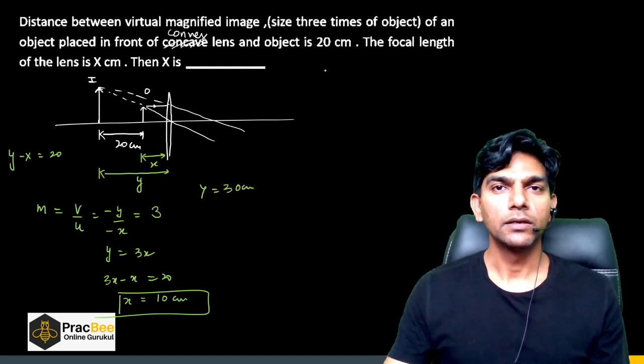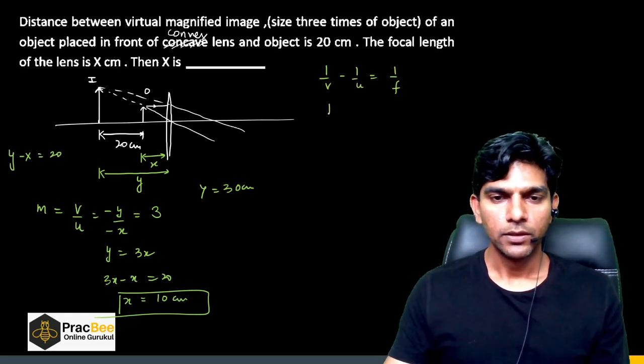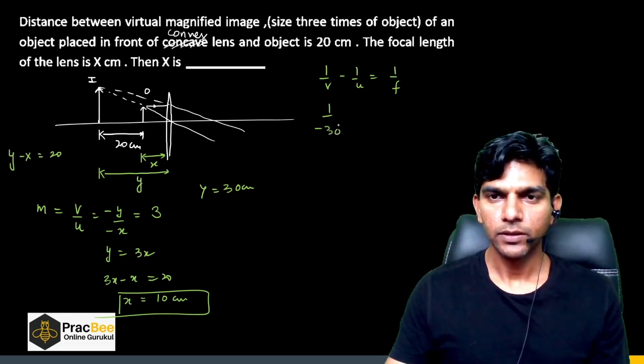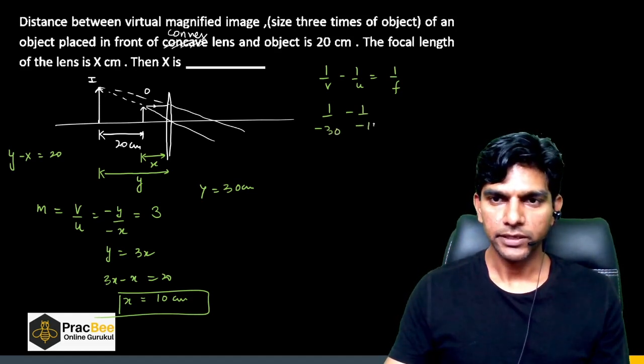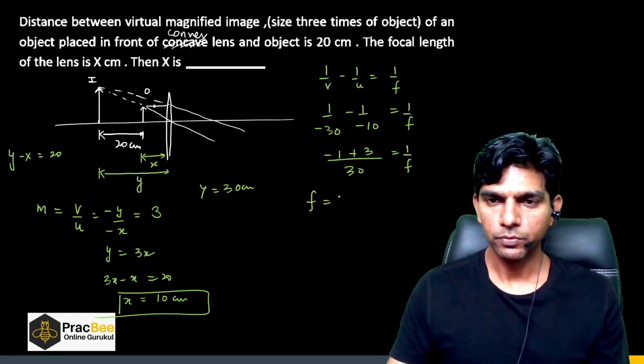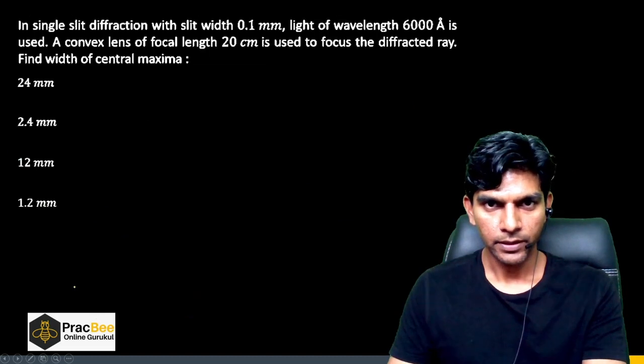Now if you apply the lens formula, 1 by v minus 1 by u is equal to 1 by f. v is minus 30 and u is minus 10. So from here we can find the focal length. The LCM will be 30, so minus 1 plus 3 is 1 by f. From here the focal length comes out to be 15 centimeters. So that should be the answer to this question.